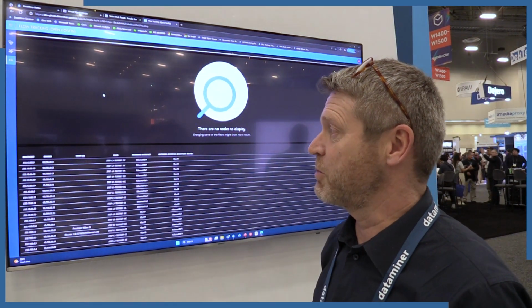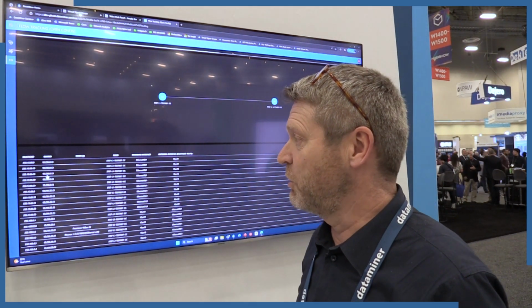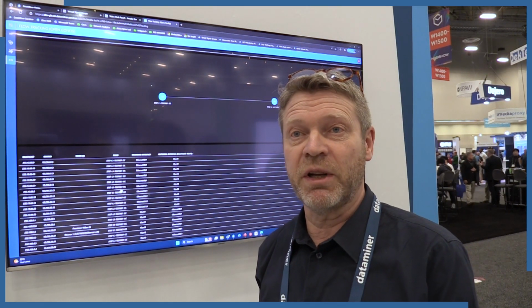For pure IT people, we could even say, look, for every multicast and unicast stream on the network, we're going to resolve that and visualize it very easily.